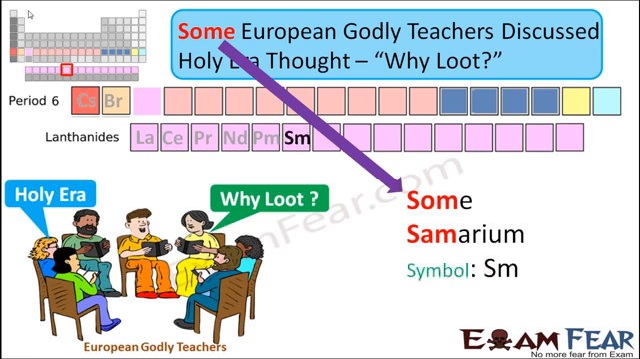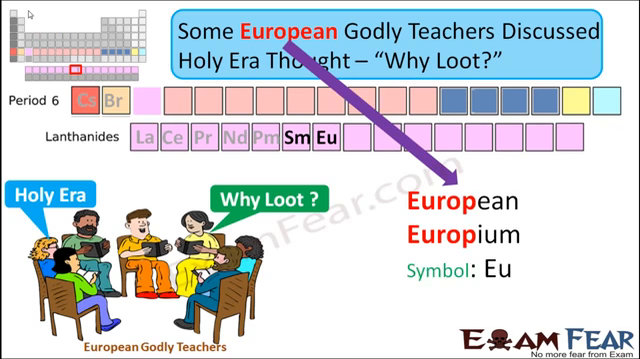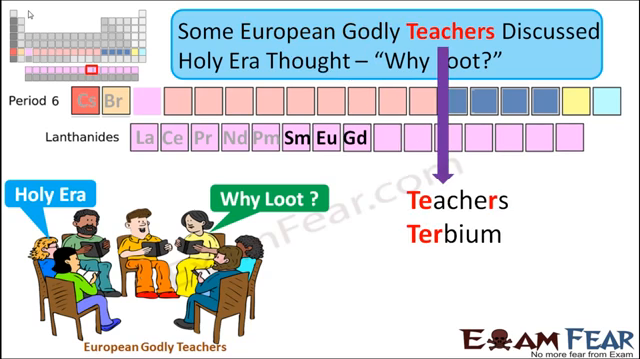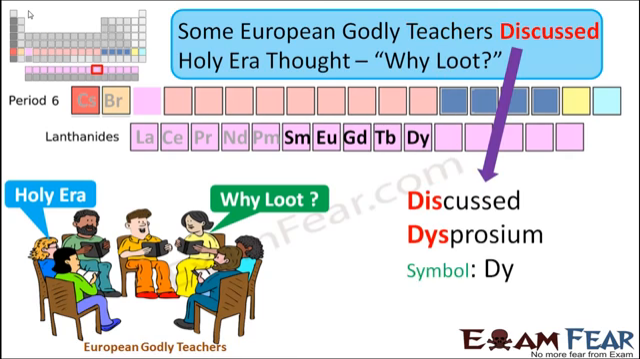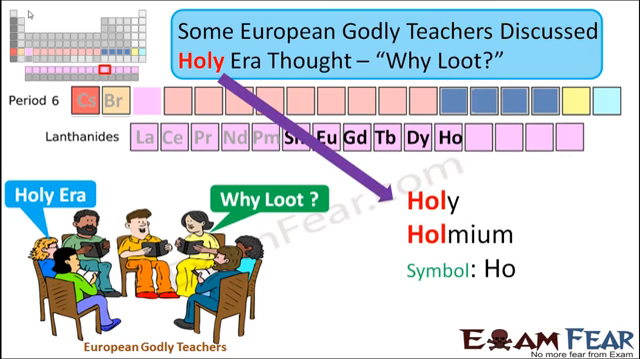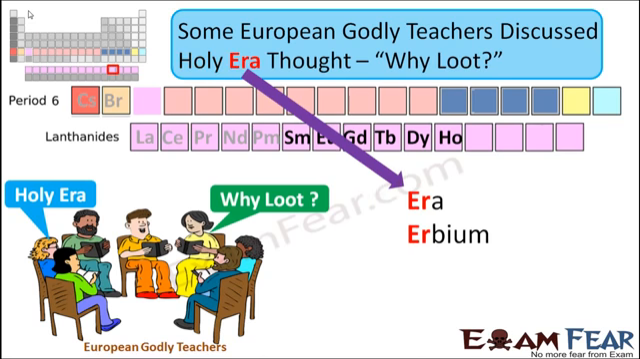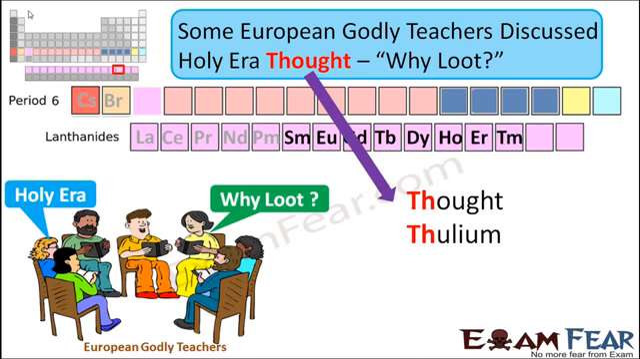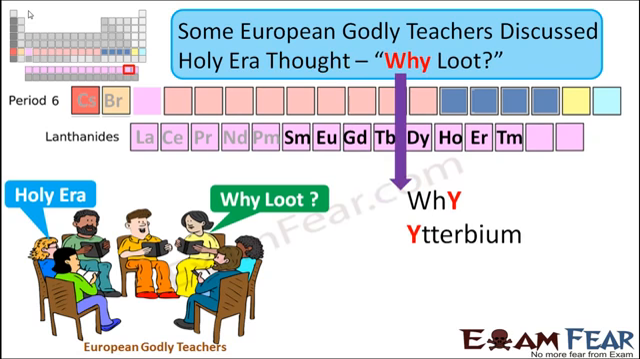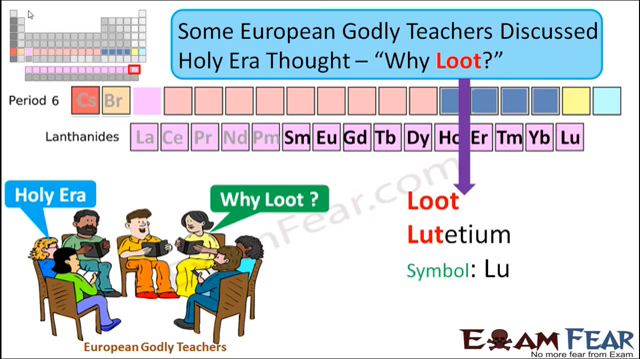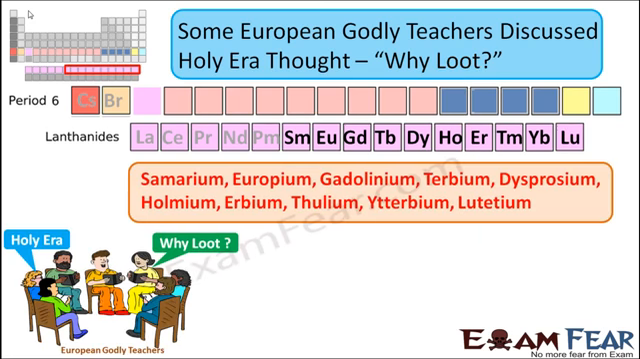So here some reminds of samarium with symbol SM, European reminds of europium, godly for gadolinium, teachers for terbium, discussed for dysprosium, holy for holmium, era for erbium, thought for thulium, Y for ytterbium with symbol YB, and loot for lutetium. So our memory tip for the next set, or the final set of the lanthanide series, would be: some European godly teachers discussed holy era thought, why loot?